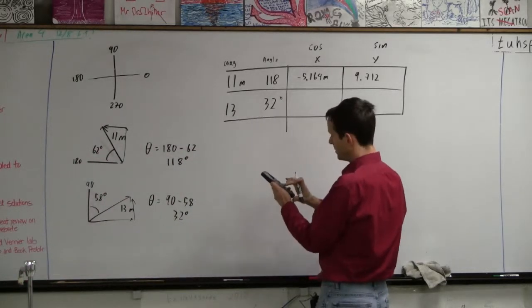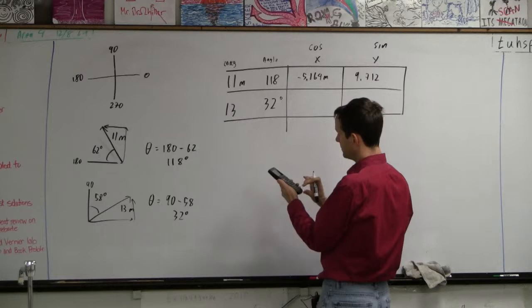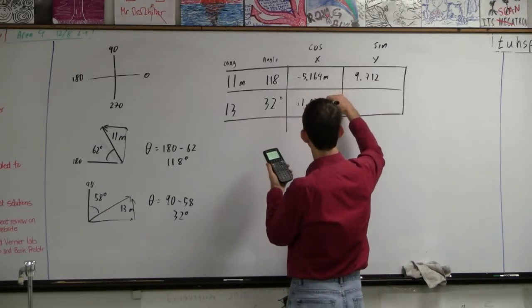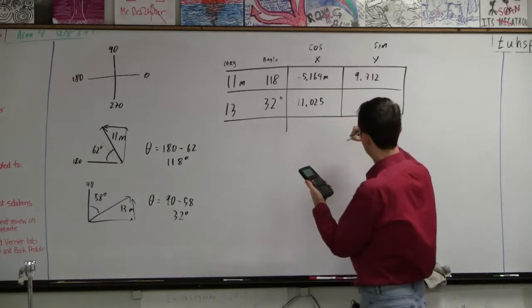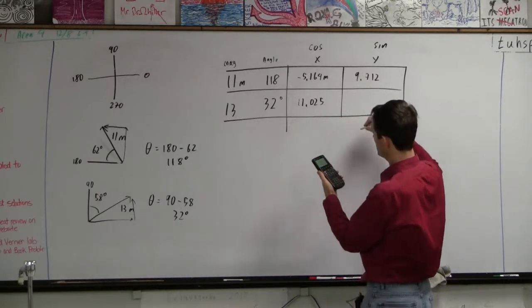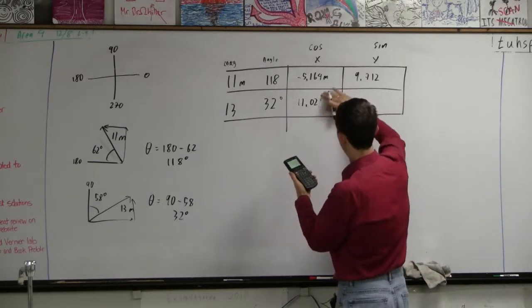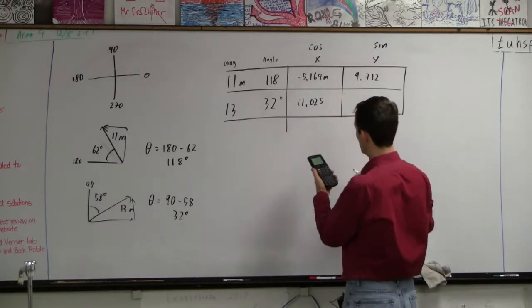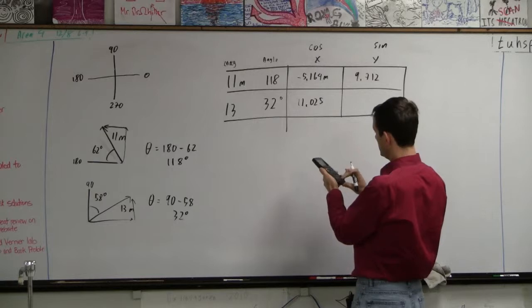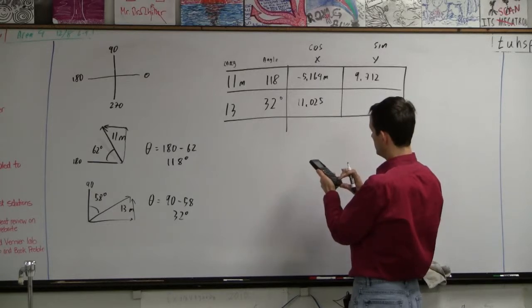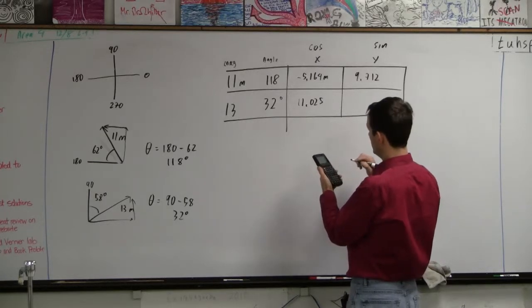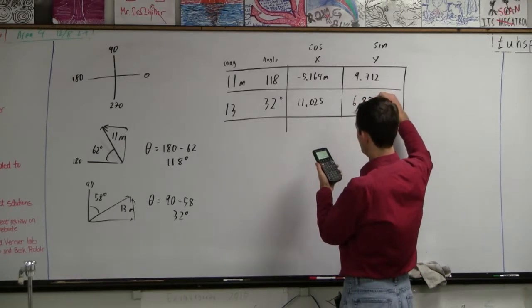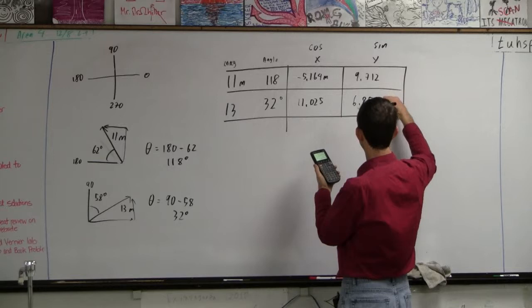13 cosine 32 is 11.025. Okay. I guess 11.02 is what we'd stop at, because we only need 4 digits, but I'm going to put the 5 on there. I've got to do it. Okay. And then this guy is going to be 13 sine of 32, which is 6.889.